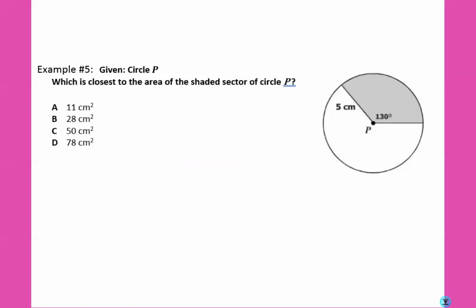And example number 5. Given circle P, what is closest to the area of the shaded sector? So we need the area of a circle, which is pi r squared. We know our radius is 5. But that's going to give us the area for the whole circle. We just want this section here. Since the whole circle is 360 and we only want 1/30 of it, we're going to multiply by 1/30 out of 360. And when you type that in your calculator, we get approximately 28 centimeters squared.